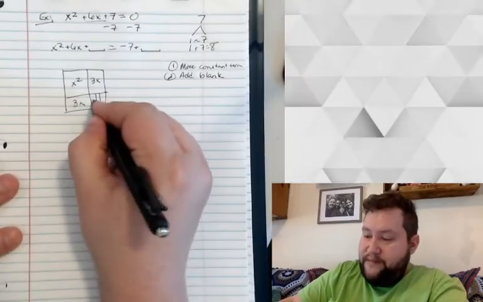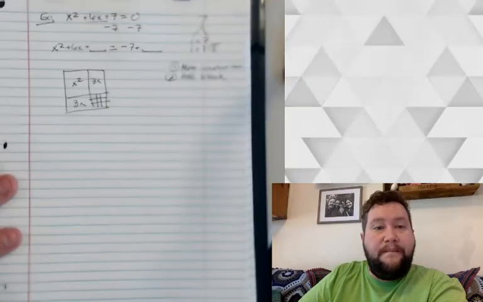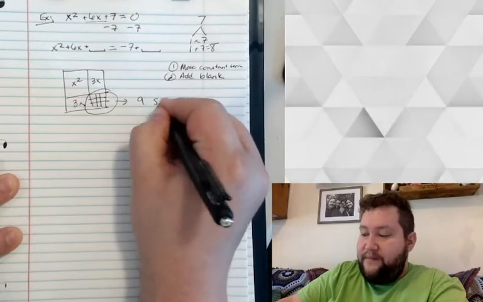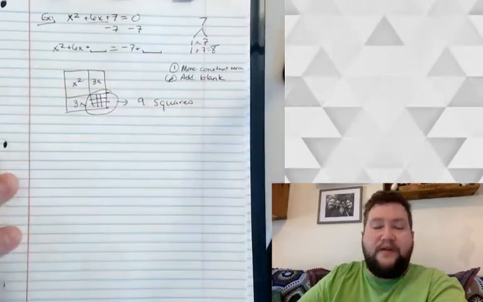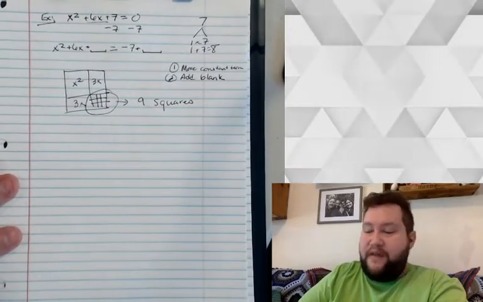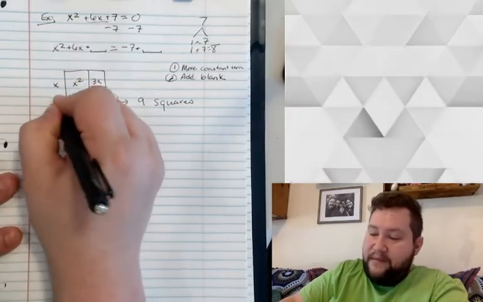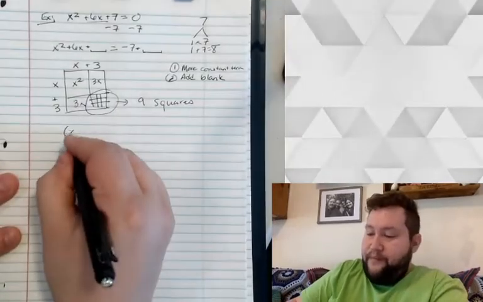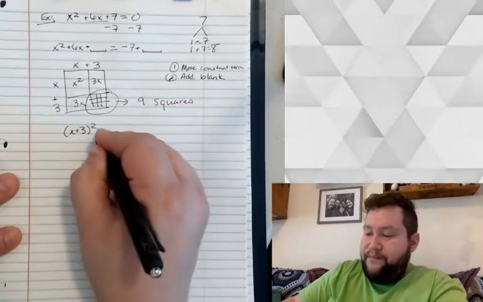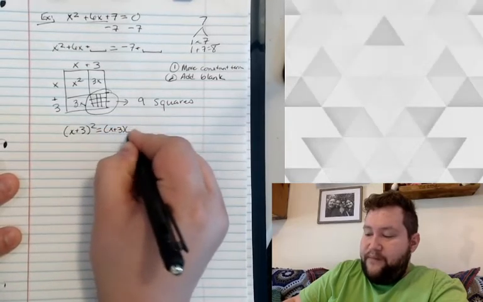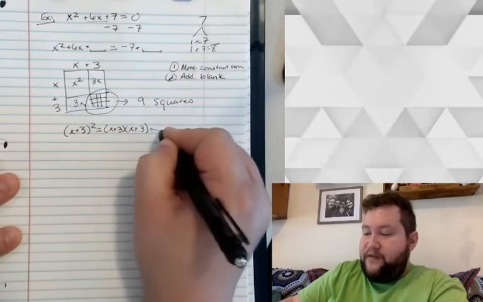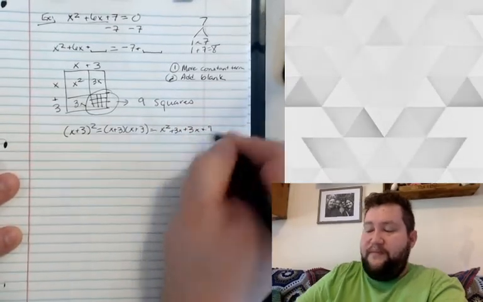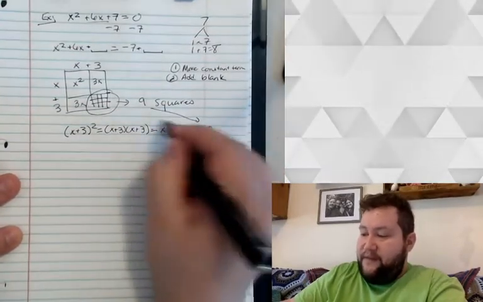Which means we have something that looks like that. And so how many squares are there here? There are 9 squares. And you're like, well, how did you know to draw that many? Well, we know that this is x plus 3 and x plus 3. X plus 3 squared equals x plus 3 times x plus 3, which is x squared plus 3x plus 3x plus 9. And that's where those 9s come from.